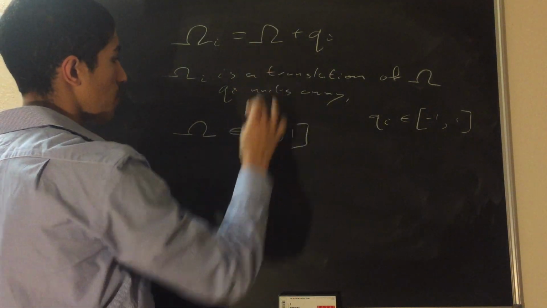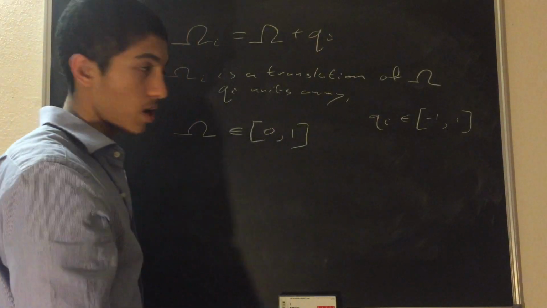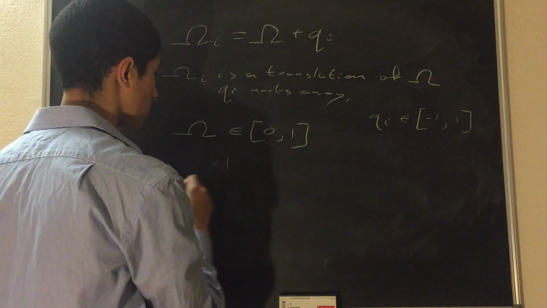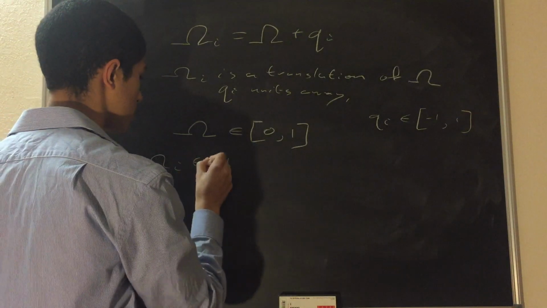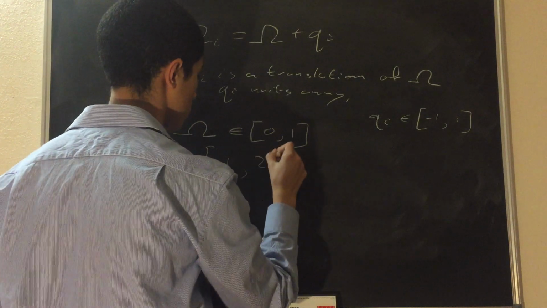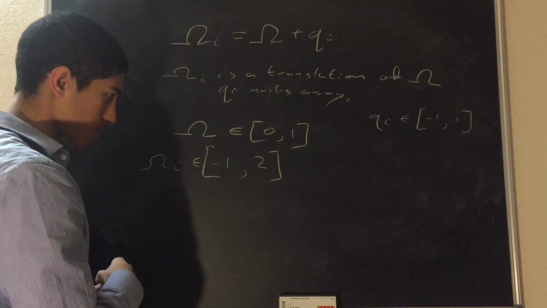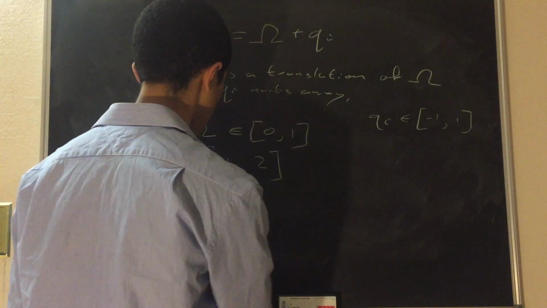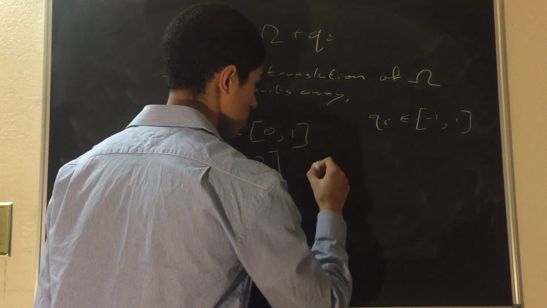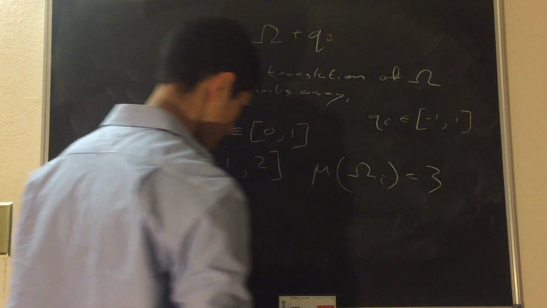Now, because we have omega restricted over 0 and 1, and q_i restricted over -1 and 1, then if we take the extreme cases, -1 plus 0 is -1, and 1 plus 1 is 2. So omega I is an element of the set -1 to 2 inclusive. And now, what is the measure of this set? Well, it's just 2 minus -1, which is 3. So the measure of omega I is 3.